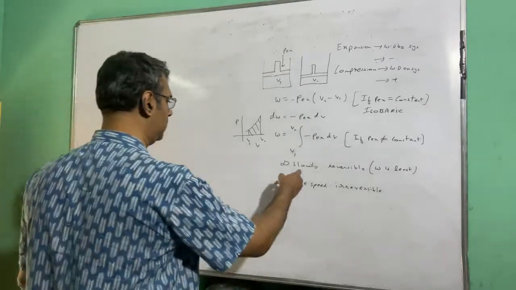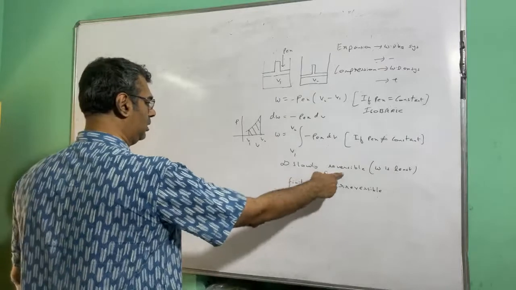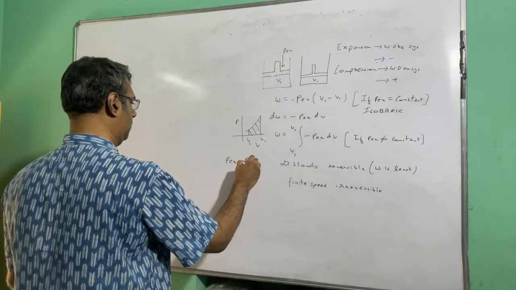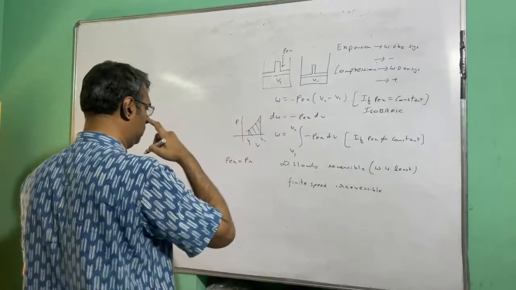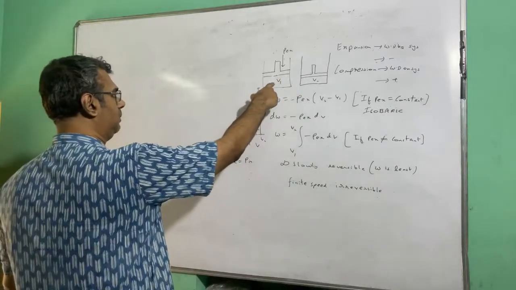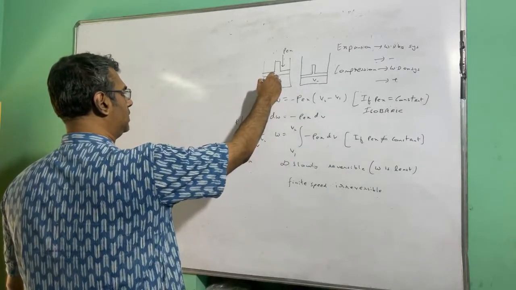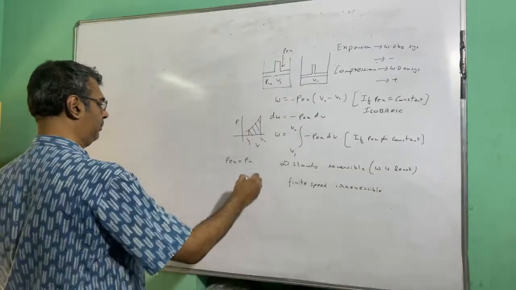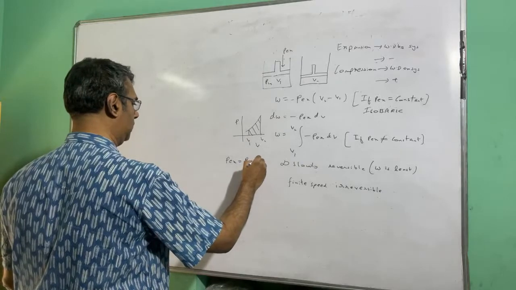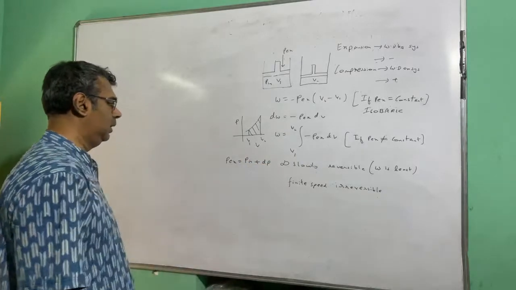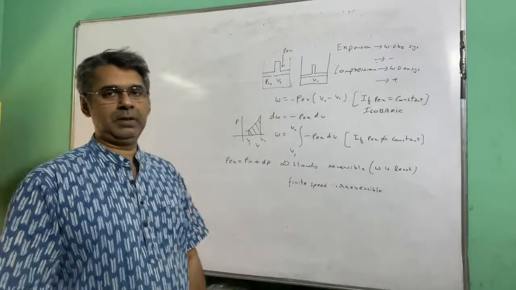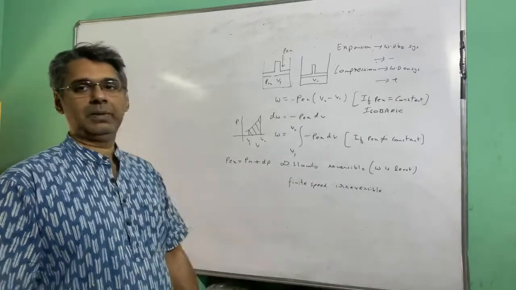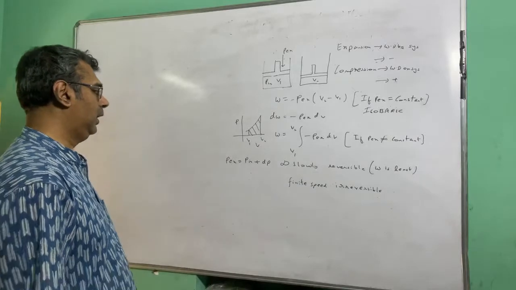Now, why is infinitely slow called reversible? The reason is that while the piston is going down, the external pressure and the pressure inside, which is PIN, are related by this expression: external pressure is internal pressure plus dP. This is the relation.